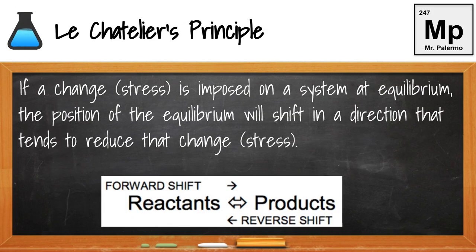Le Chatelier's principle says that if a change, meaning a stress, is imposed on a system at equilibrium, the position of equilibrium is going to shift in a direction away from that stress in order to reestablish equilibrium. So we could have a forward shift towards the products or a reverse shift back towards the reactants.